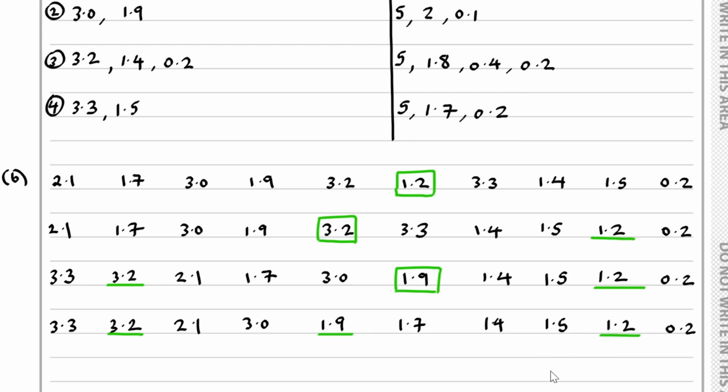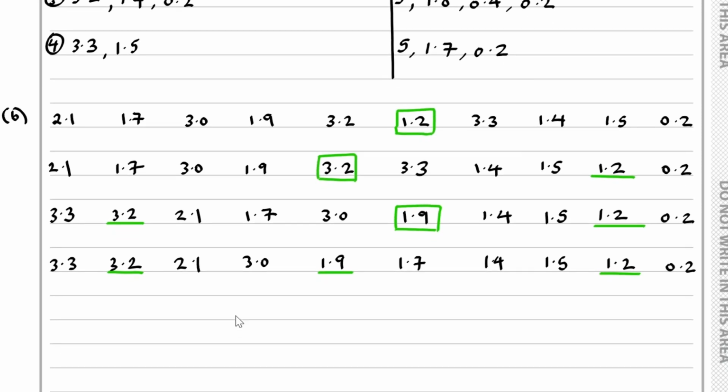Underline the 1.2, indicating that you've used it as a pivot. And if you look at this sublist here with the 2.1 and the 3.0, we've got two numbers here, so the middle value is half of the 2, which is 1, plus 1, which is 2, so we want the second number, which is 3.0. We put a box around the 3.0, indicating that's our pivot.